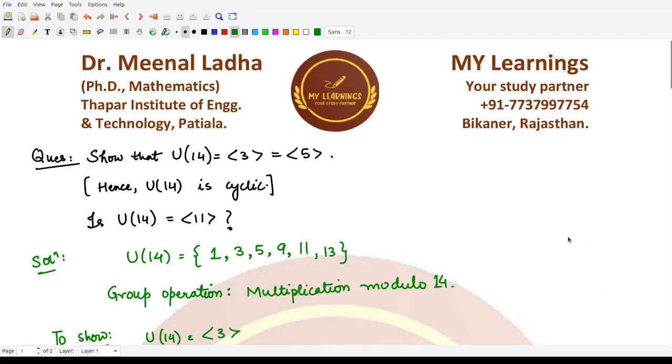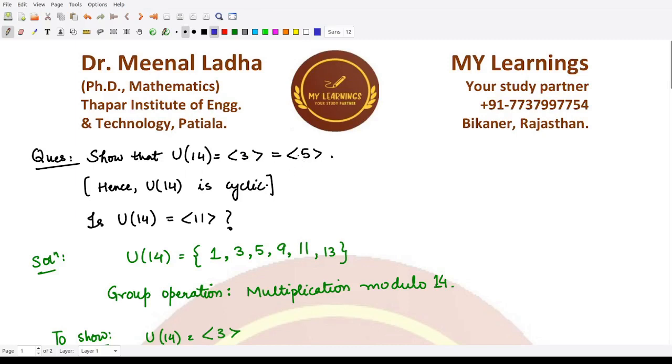In this video we have to show that U14, a group which is formed by taking all the co-prime members which are less than 14, right? Co-prime members to 14, and the group operation is multiplication modulo 14. For this group we have to show that U14 is either generated by 3 or generated by 5. In fact, it is generated by both 3 and 5.